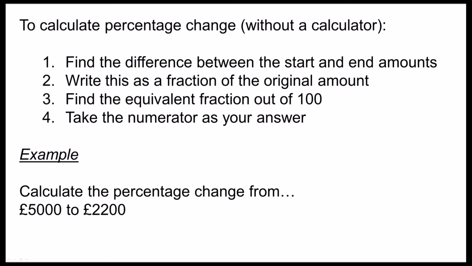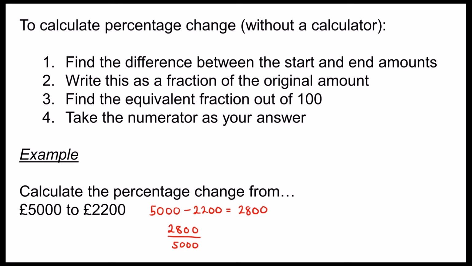So I begin by finding the difference. That's 5,000, subtract 2,200, that gives me an answer of 2,800. The next step is to write this as a fraction of the original amount. So that's 2,800 over the original amount, which is 5,000.